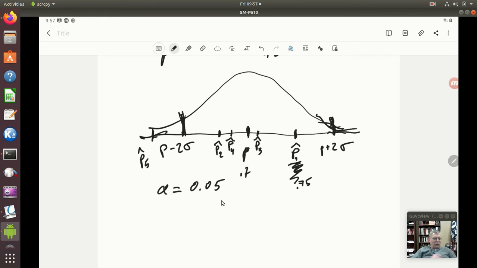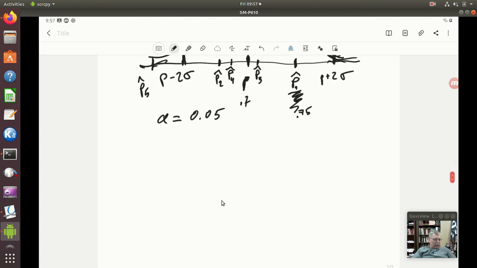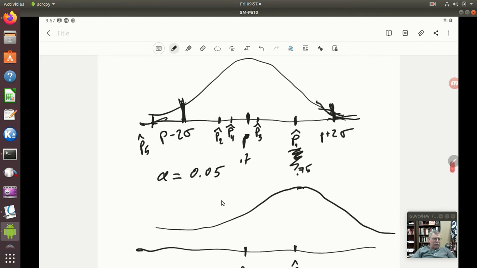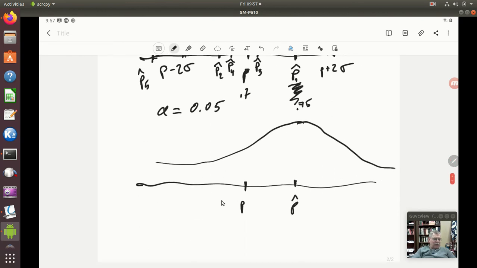Well, if I instead, here's P, here's my P hat that I have, and if I were to draw my distribution, same distribution, it's supposed to be the same one, but I just slid it to the right so that now it's sitting over this. And now, you know, I put in my minus 2 sigma and plus 2 sigma to get 95% of the population in between here.